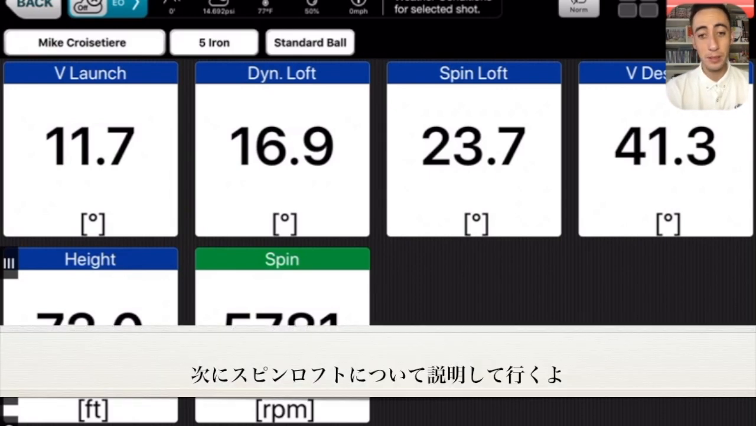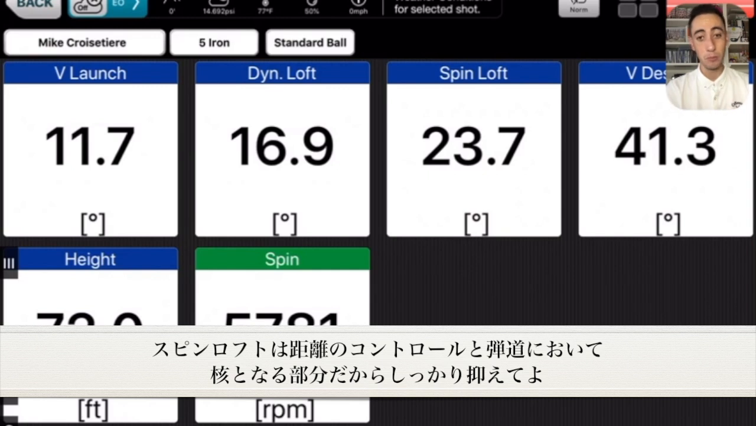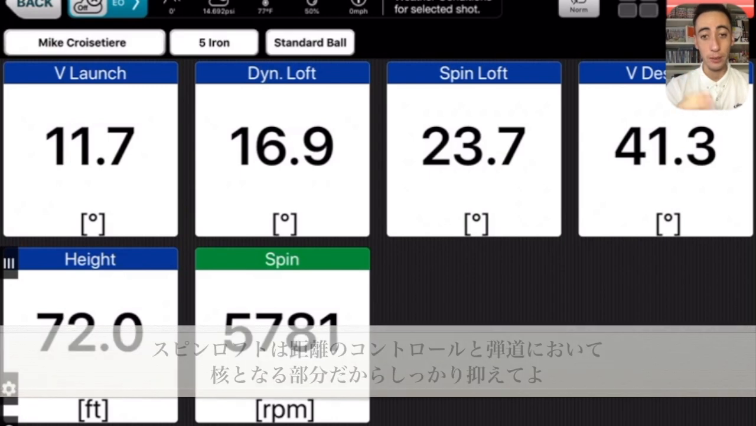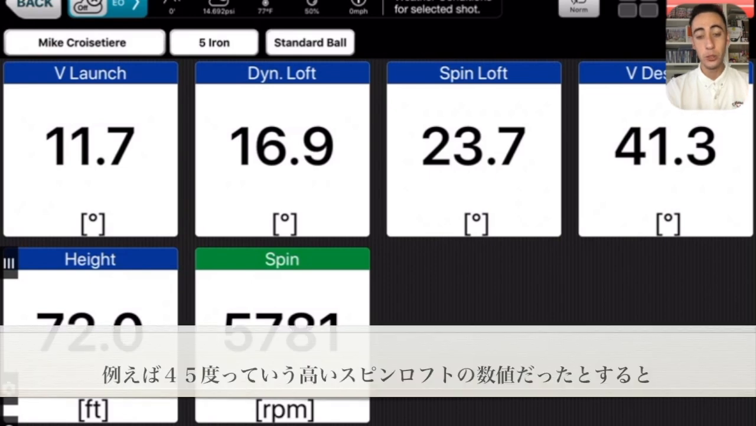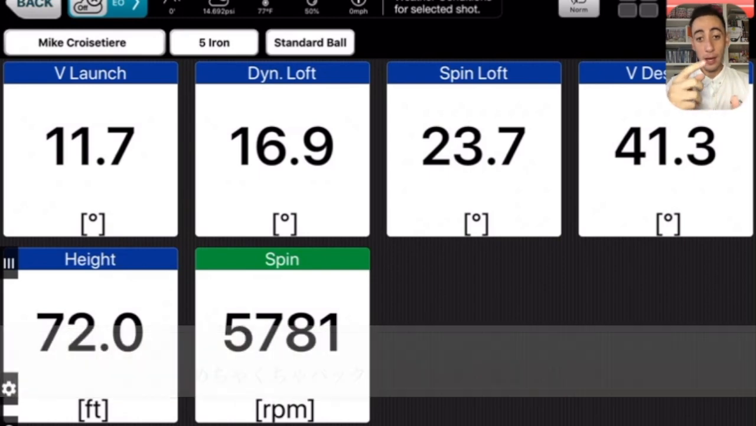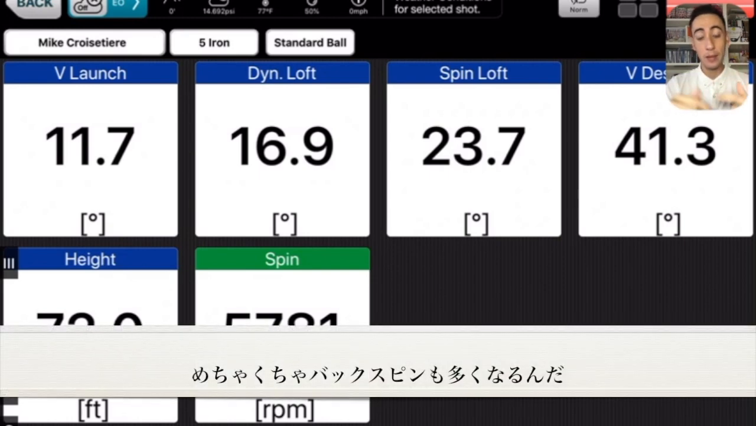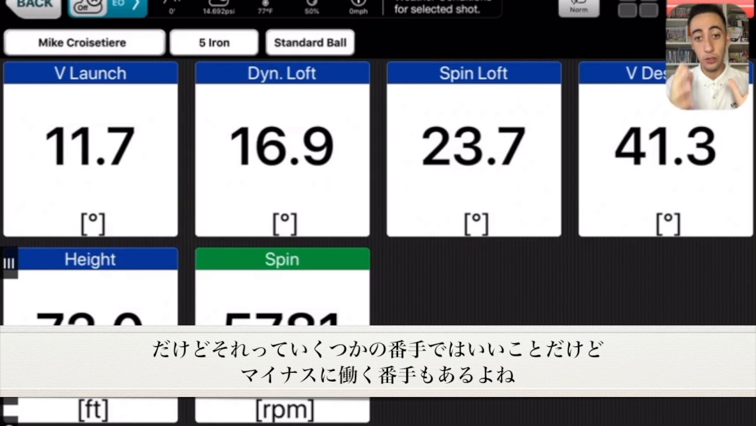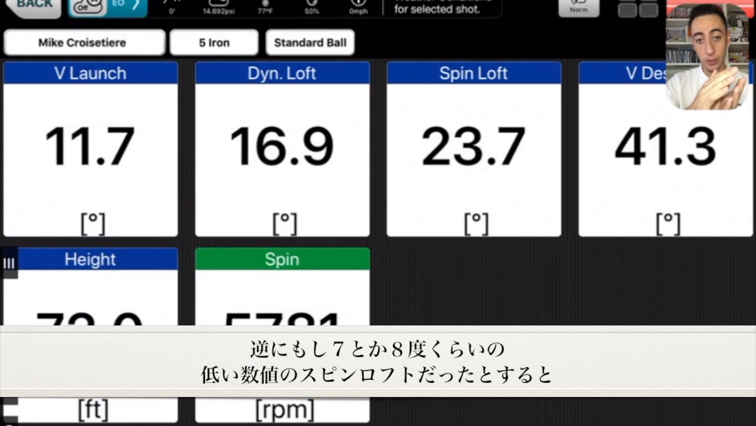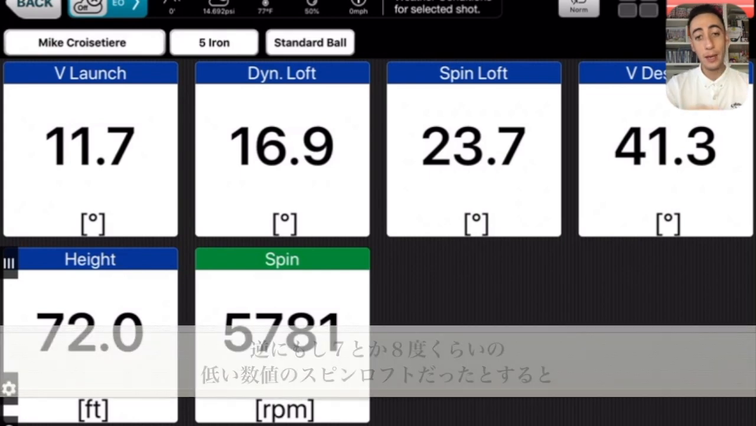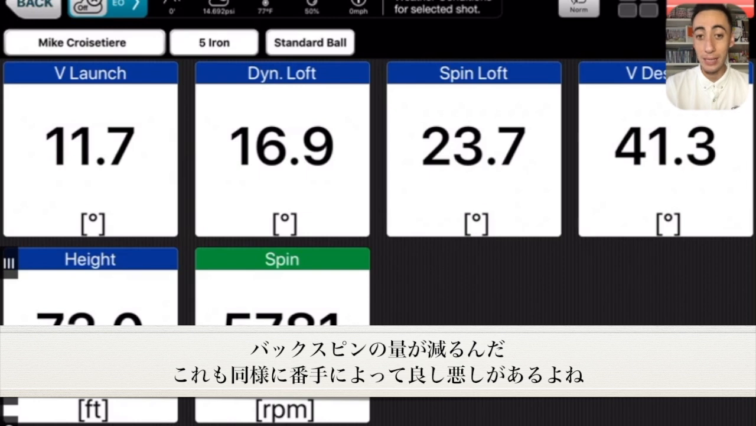Okay, moving on to spin loft. Spin loft is incredibly important when you're trying to track your distance control as well as your trajectory. Spin loft is directly translated into backspin. So if I have a really high spin loft, let's say 45 degrees, I'm going to have a lot of backspin, right? For certain shots, that's a good thing. For other shots, that might be a bad thing. If I have little to no spin loft, let's say 8 degrees or 7 degrees, I'm going to have very minimal backspin. Again, that's good for maybe some shots, bad for other shots.